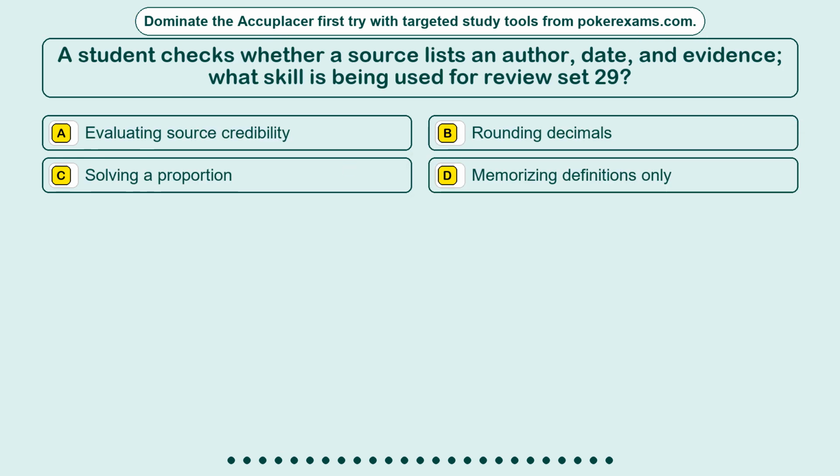Question 25. A student checks whether a source lists an author, date, and evidence. What skill is being used for review set 29? Option A, evaluating source credibility. Option B, rounding decimals. Option C, solving a proportion. Option D, memorizing definitions only.